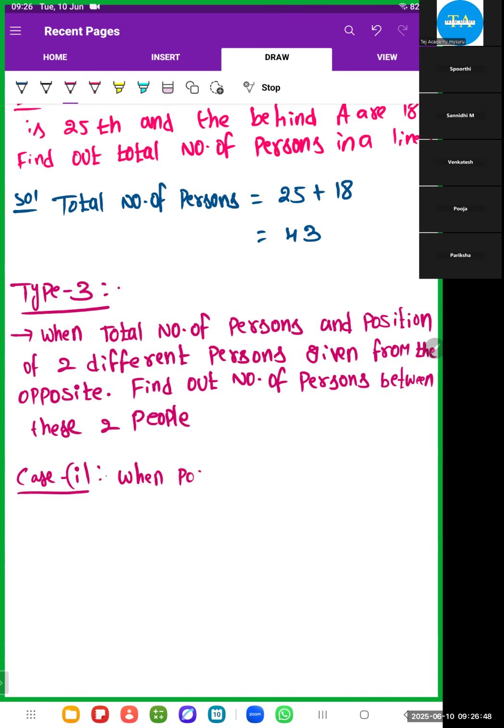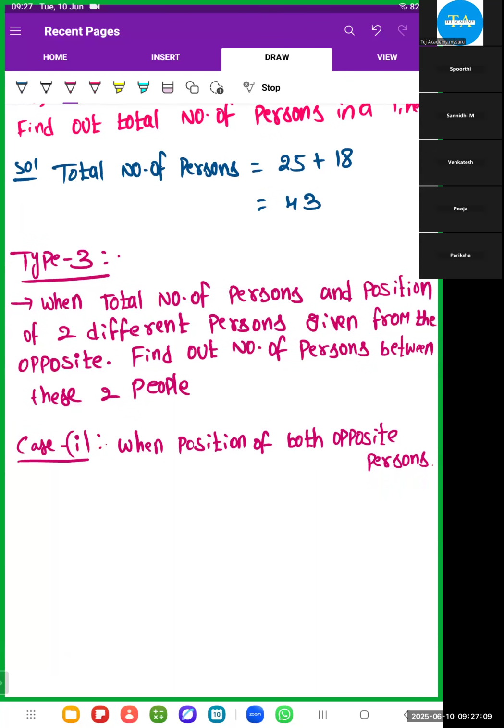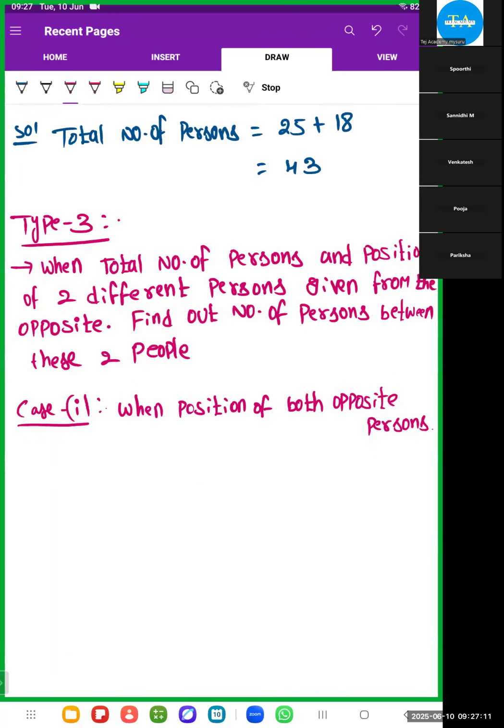Case 1: when the positions of both persons are opposite. Their position is in opposite. In such a case, how do we find the number of persons? Okay, let me take one example.